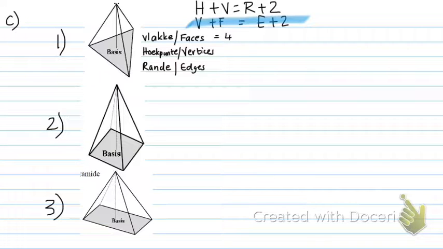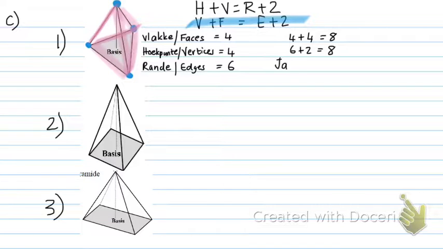Okay, so first I'm going to find how many faces, how many vertices, and how many edges each of them has. For the triangular pyramid, if I count the faces, it's 4. The vertices are these 1, 2, 3, 4 vertices, and then the edges will be 1, 2, 3, 4, 5, 6 edges. So there I have that. Then I have to verify Euler's law. The vertices plus the faces is 4 plus 4, and that's 8. And then I take the edges plus 2, which is 6 plus 2, and that's also 8. So yes, Euler's law is valid.